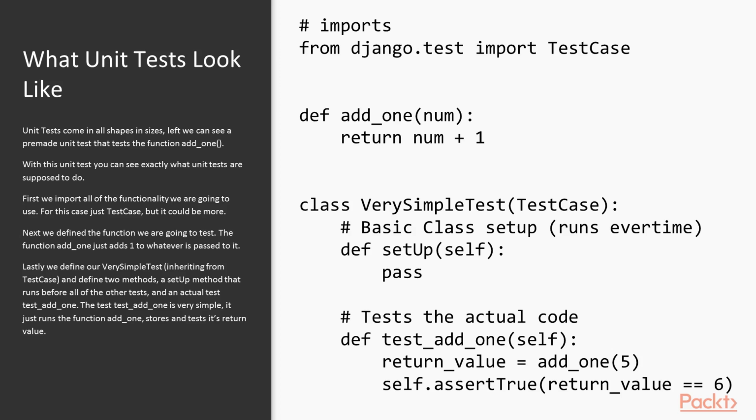In the case on this slide, we have one function called add_1 that's being tested by the test class VerySimpleTest. VerySimpleTest has one method called test_add_1, which simply runs the function add_1 and stores its return value. We then use a specialty method called assertTrue that checks to make sure the return value equals 6. The reason we write test code like this is so we can make sure the function works properly. We can check that add_1, when given the value of 5, does return the value 6.